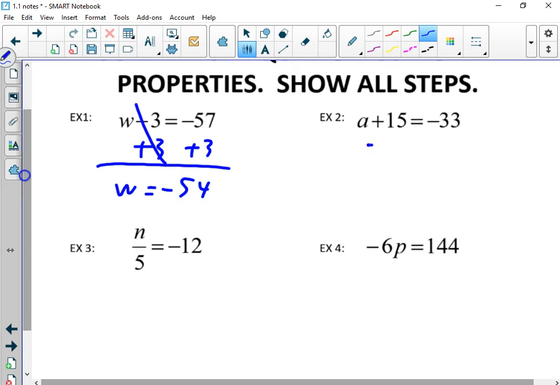Alright? So this one, you have to subtract 15. You have to subtract 15, because we're undoing the addition. Now, when we subtract, we're borrowing more money. So we're in the hole $33. We borrow $15 more dollars. We're more in debt. So that's going to be -48.